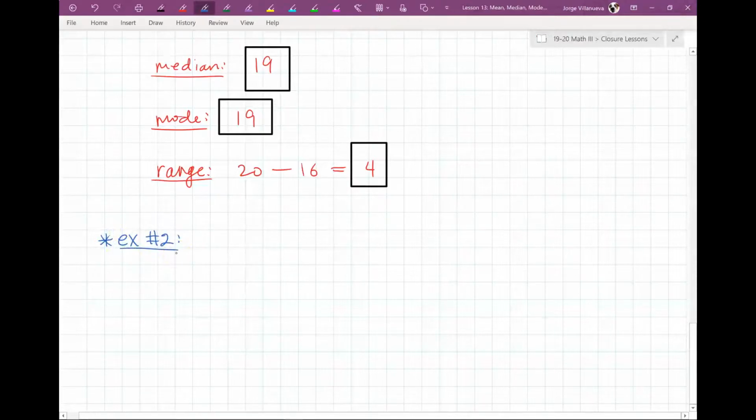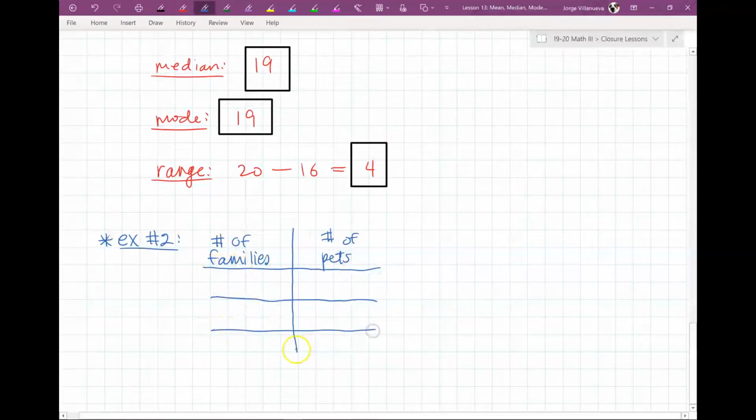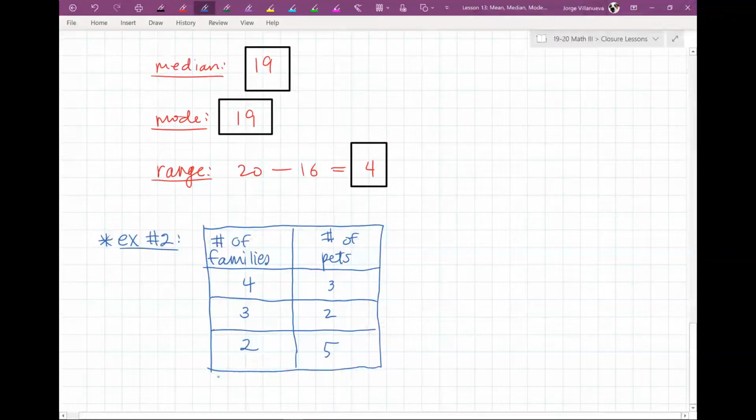All right, so you might see a question that has something that looks like this: number of families, number of pets. Okay, so they're going to give you a chart. It's going to look something like this, and maybe they'll do like 4, 3, and 2, and then 3, 2, and 5. So they're going to say, okay, using this chart, this information given to you here, can you find the mean number of pets that they have? Okay, so think about it.